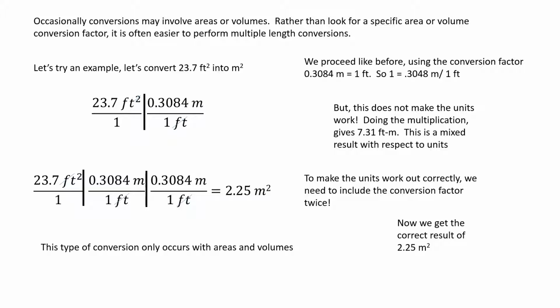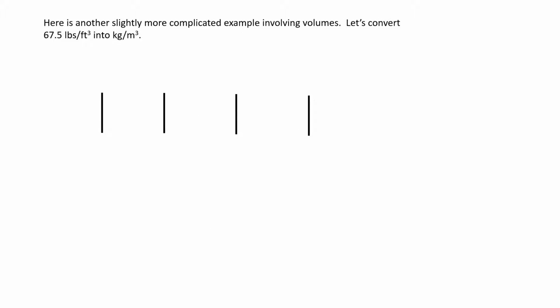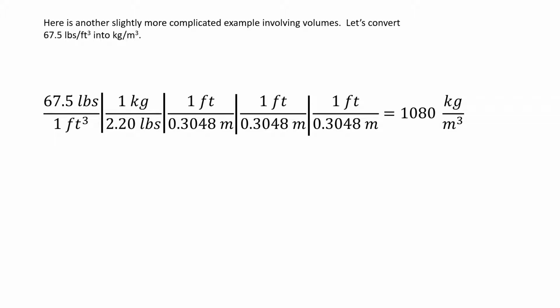This type of conversion will only happen with areas and volumes, so you don't have to worry about it anywhere else, but you do need to be aware of it. Here's a slightly more complicated example involving volumes. Let's convert 67.5 pounds per cubic foot into kilograms per cubic meter.